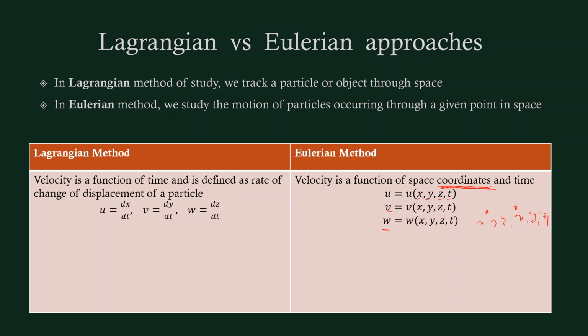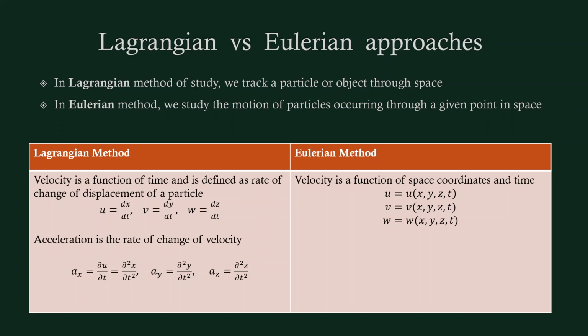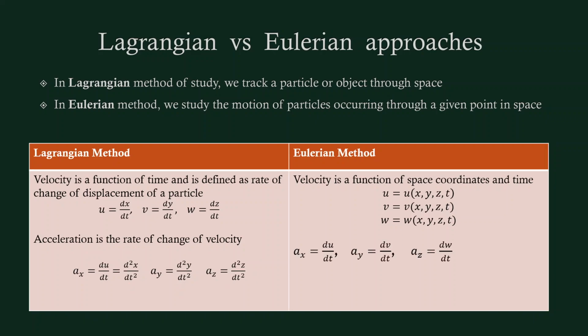Now coming to acceleration. Acceleration in the x direction is just the differentiation of the x velocity, that is u. So it is given by d2x by dt2, and the acceleration in y direction is given by d2y by dt2, and so on. In Eulerian method, we can write it like this: ax is du by dt, ay is dv by dt, and so on.